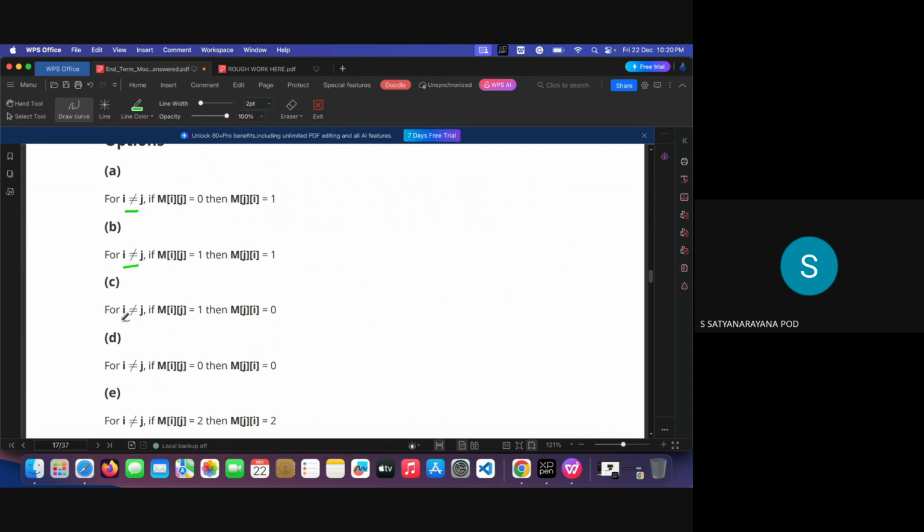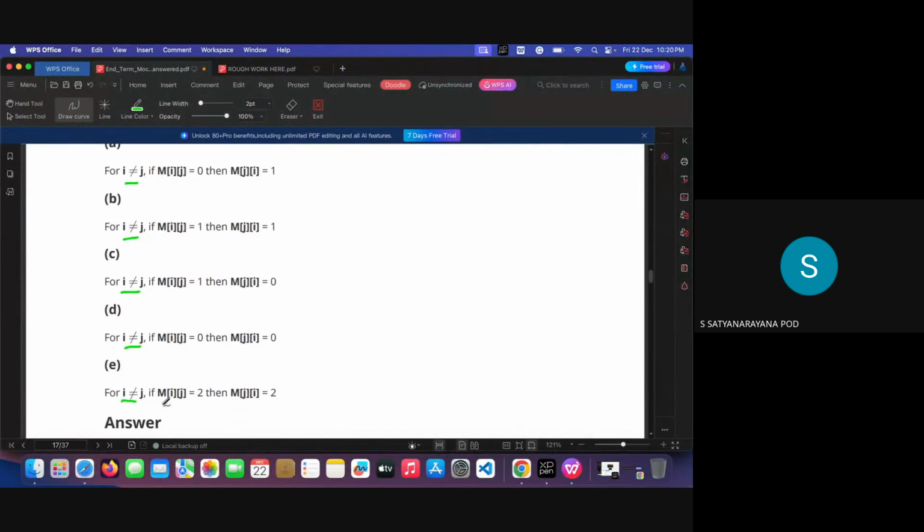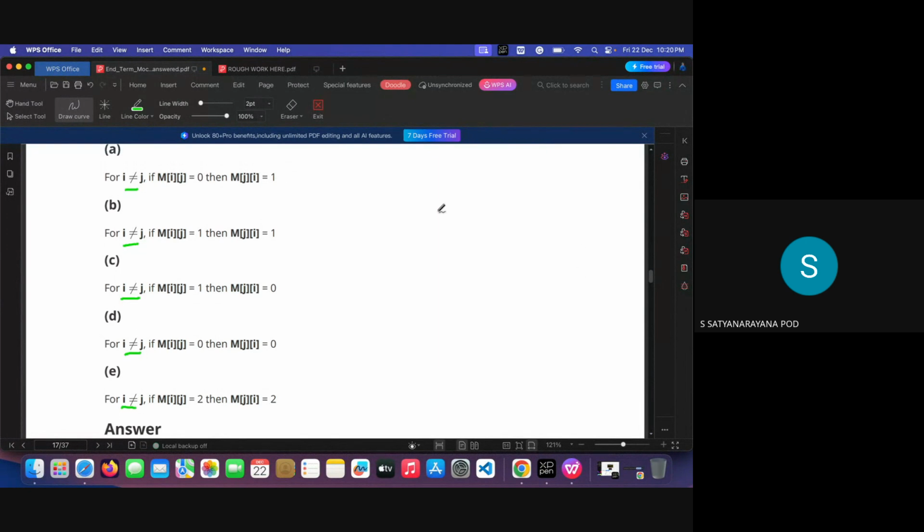Always remember, they said i not equal to j. It means that (0,0) is not compared, (1,1) is not compared. That is strictly maintained. Here, if m of ij equals 0, then m of ji is 1. See, this is impossible. I'll tell you what exactly this is.